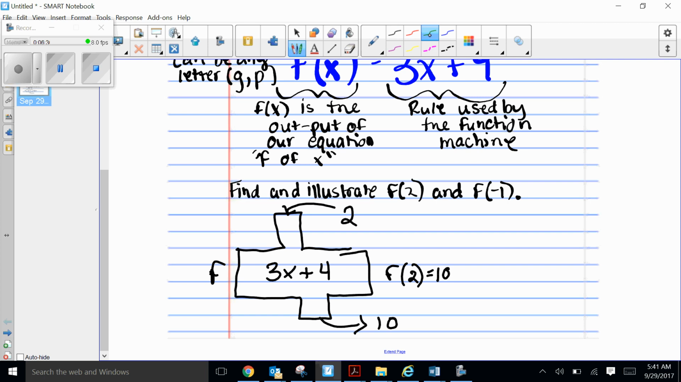Okay, I can do another one, and I'm going to switch colors. So if you have another color, that'd be great. If not, you could draw another function machine or do something to mark that it's a second one. So say I input instead negative 1. If I input negative 1 into my function, so I'm here, f of negative 1, plugging x into my equation. 3 times negative 1 is negative 3 plus 4, and my output would be 1. So f of negative 1 equals 1. Okay, so we're going to look at some examples without our function machine.